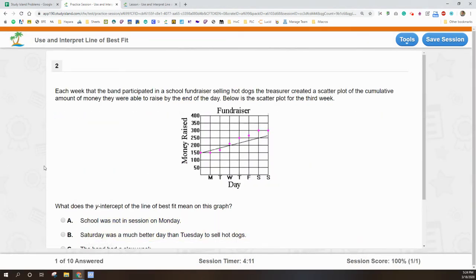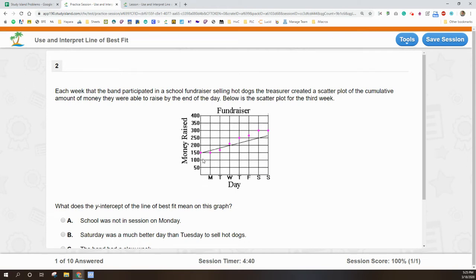Number 2. Each week that the band participated in a school fundraiser selling hot dogs, the treasurer created a scatter plot of the cumulative amount of money they were able to raise by the end of the day. Below is the scatter plot for the third week. So on the x-axis, we have the days: Monday, Tuesday, Wednesday, Thursday, Friday, Saturday, Sunday, and money raised. What does the y-intercept of the line of best fit mean on this graph?